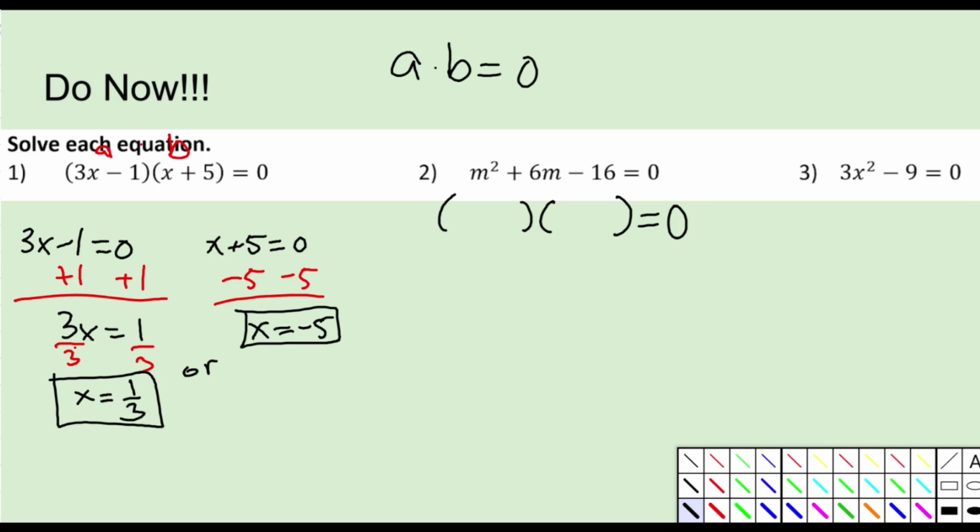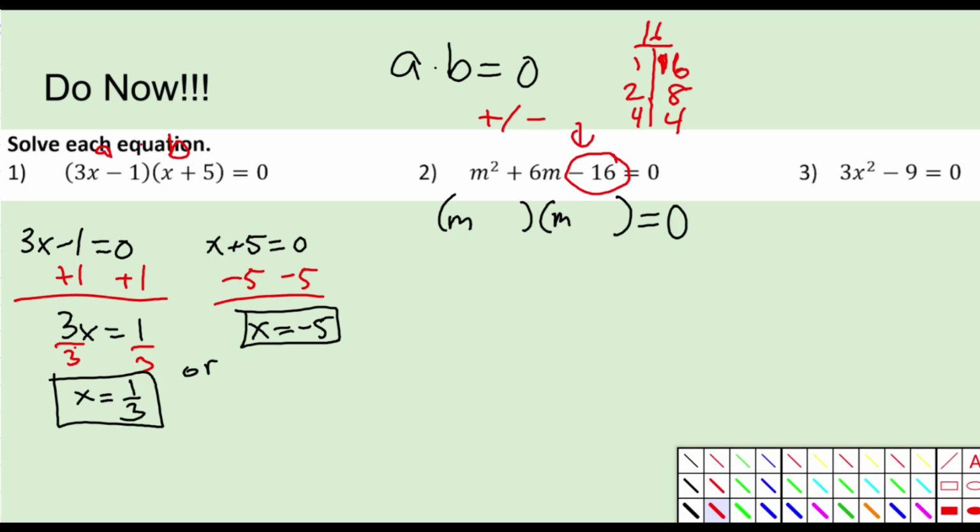So we know that we're going to have m times m, my 16, this term right here. Because that's a negative, recall that our signs are going to have to be a plus and a minus. So we know that the signs are going to be plus and minus, but let's figure that out in a second. So what are the factors of 16? 1 times 16, 2 times 8, or 4 times 4.